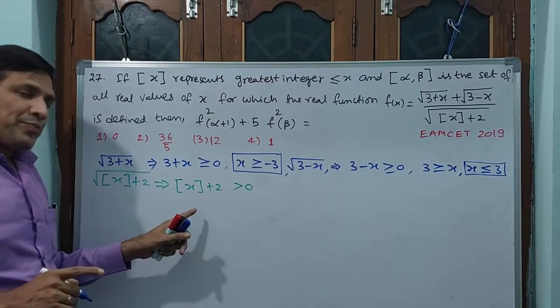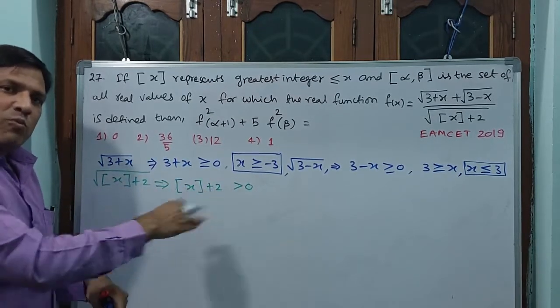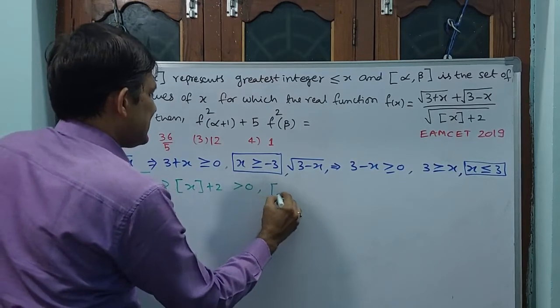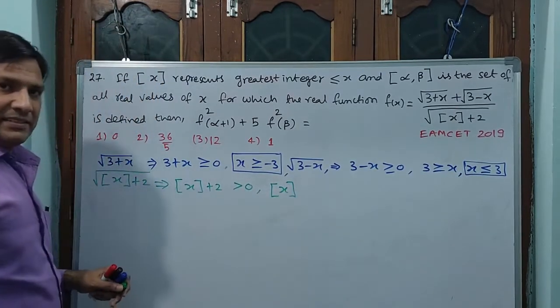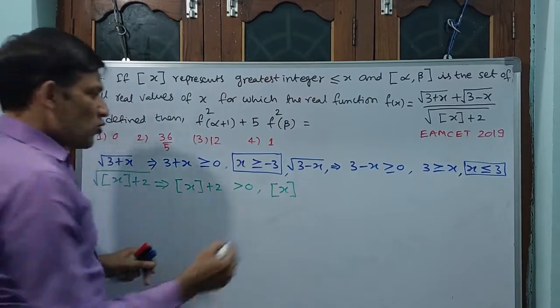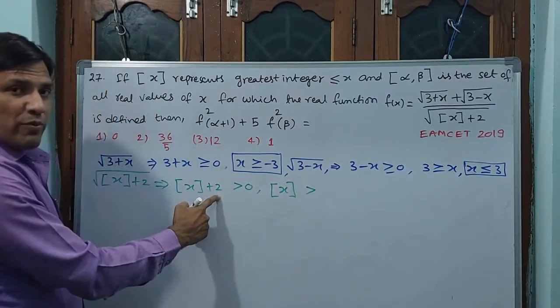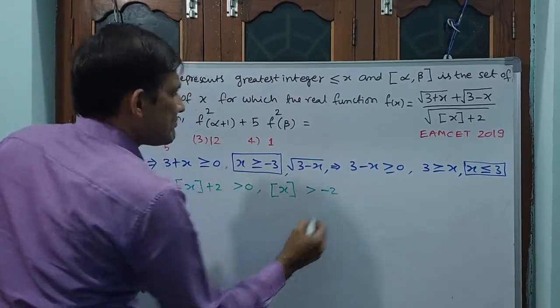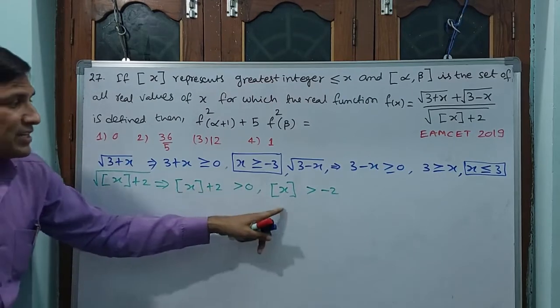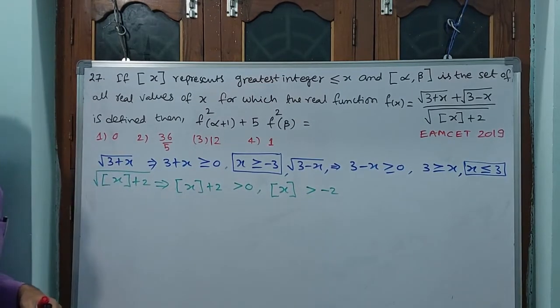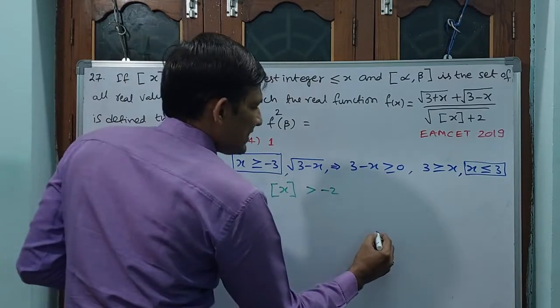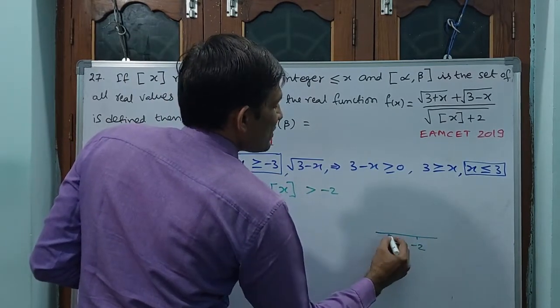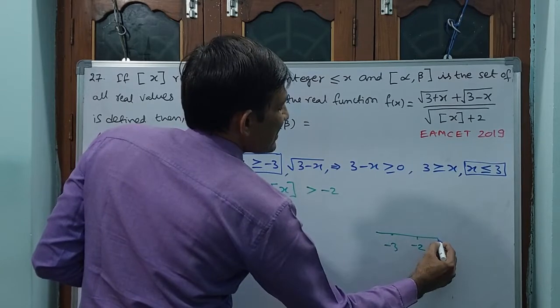Okay, now I am subtracting 2 on both sides. Greatest integer x, subtracting 2 on both sides. Here 2 minus 2 becomes 0, but here minus 2 will come. The greatest integer function should be greater than minus 2. Greatest integer should be greater than minus 2 means what will be the x? Again you go back to this theory. Here minus 2 is there, here minus 3 is there, here minus 1 is there.